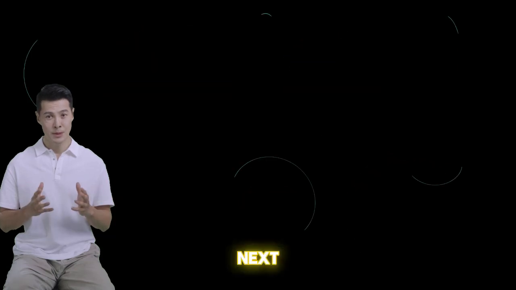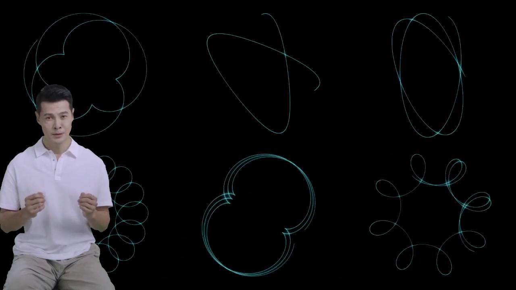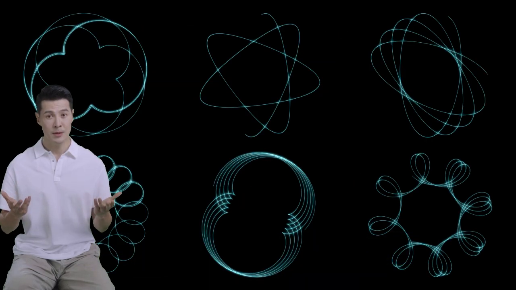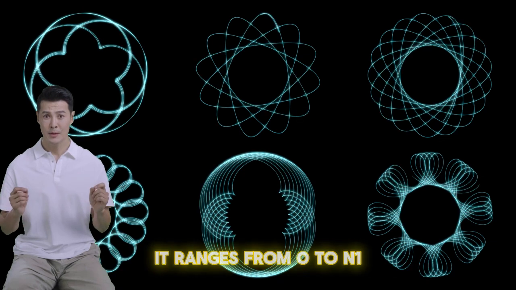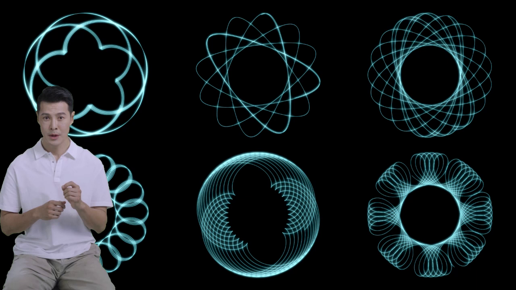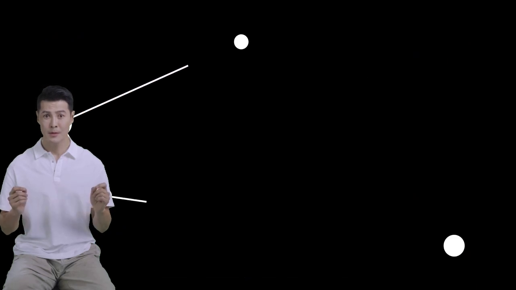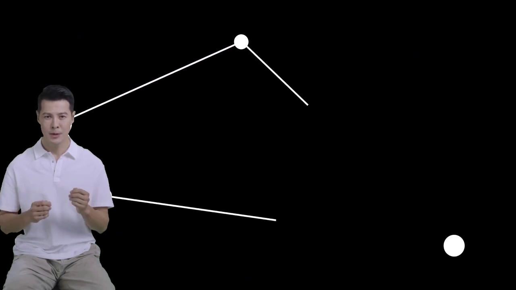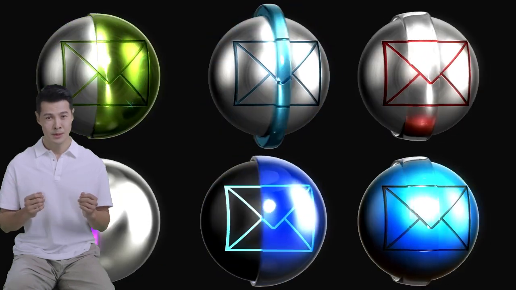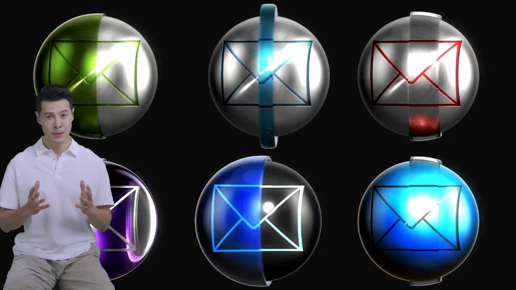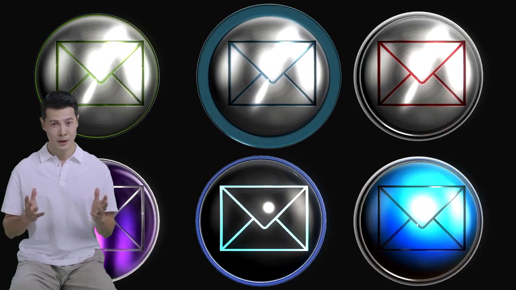Next, the azimuthal quantum number l, also known as the angular momentum quantum number, defines the shape of the orbital. It ranges from 0 to n-1. For example, if n equals 3, then l can be 0, 1, or 2. These values correspond to different orbital shapes: s is 0, p is 1, d is 2, and f is 3.